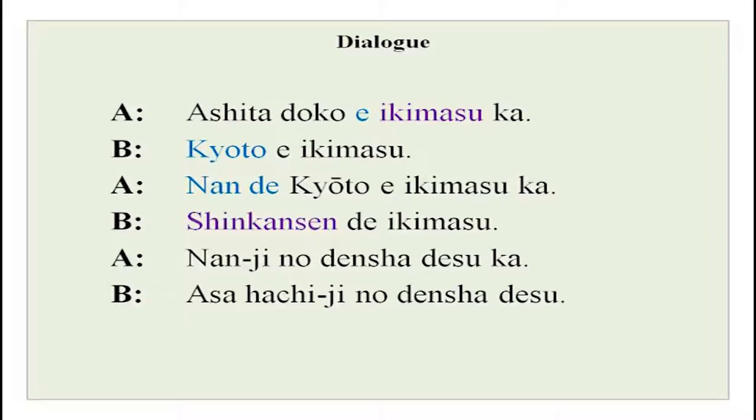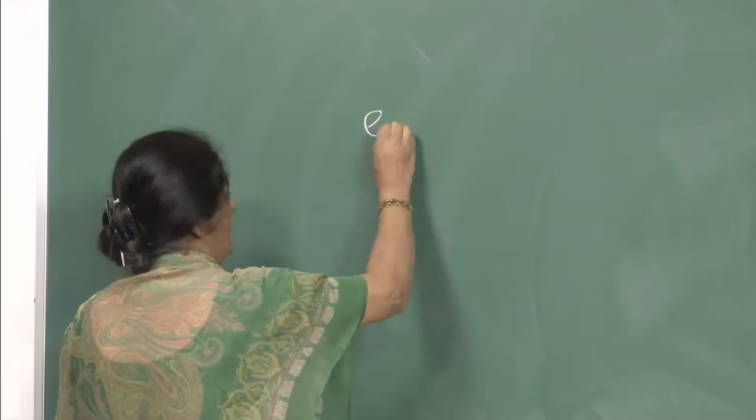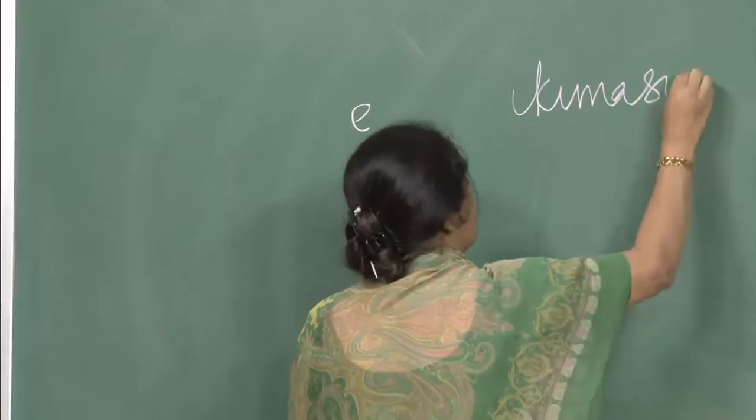Ashita doko e ikimasu ka? So now you have done this location word doko, which means where. Now there are two new things over here, e and ikimasu. Now e is a new particle for you, e we will do right away, and ikimasu is the verb. You've done a lot of particles, you've done particle ka, particle wa, particle ne, particle mo. Now a new particle for you, particle e, and the verb ikimasu. This means to go, to move in a certain direction.